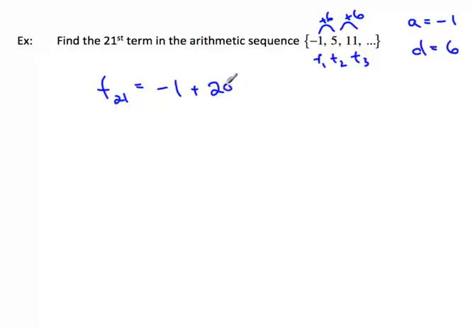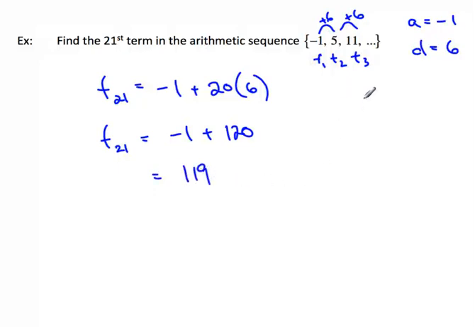How many? We just worked out to put them in the spaces. We're going to need 20 of them, 1 less than 21. 20 6s gives us a value of 20 times 6. Then we add the first number, which is negative 1. So the 21st term is equal to negative 1 plus 120, which is equal to 119.